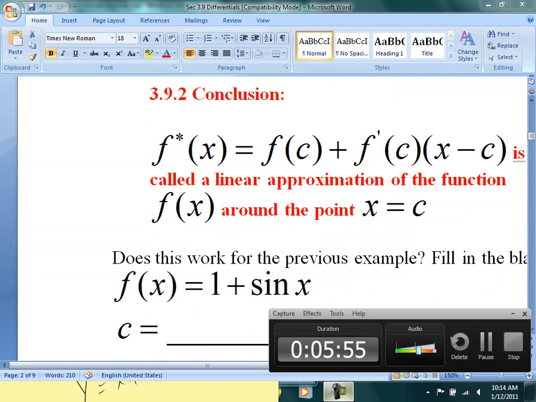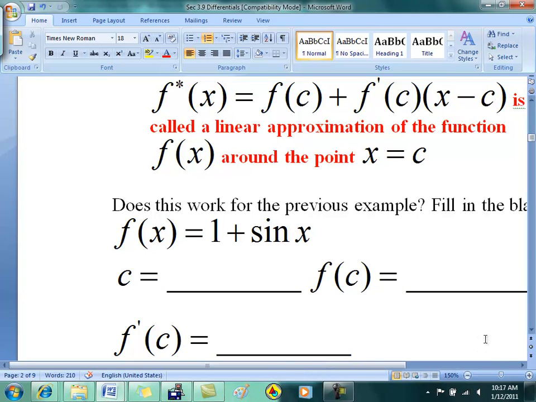Can you guys copy this? It's 1. What's f prime of c? What's f prime of x? Cosine of x. We just agreed that c is 0. So cosine of 0 is 1. So this is a 1. You guys got that? That's a 0. That's a 1. That's a 1. Do you have everything on the right hand side of this equation? Can you go plug and chug on that and tell me what you get?